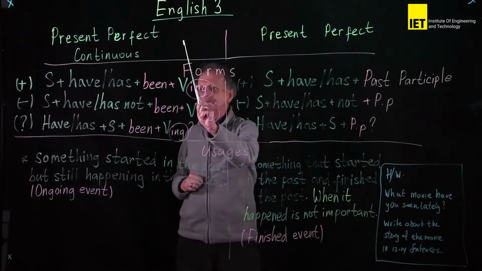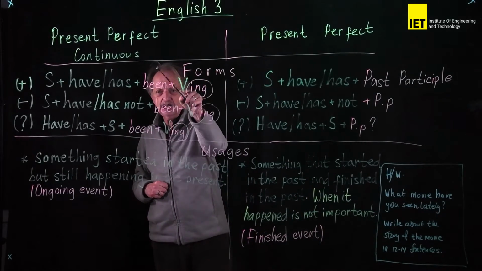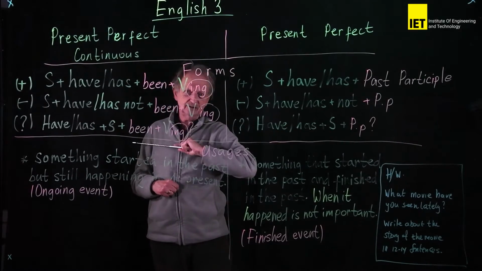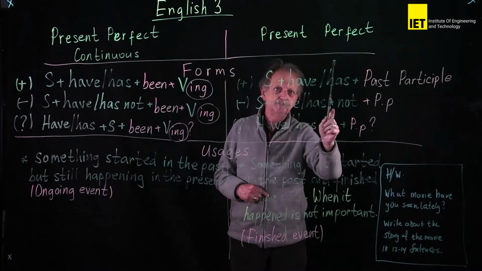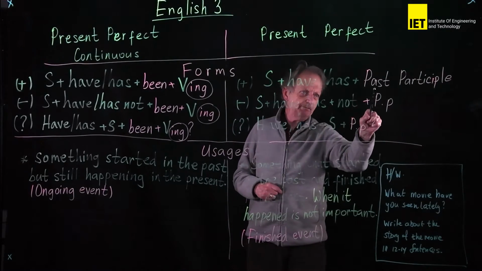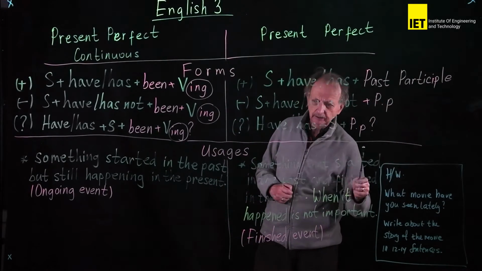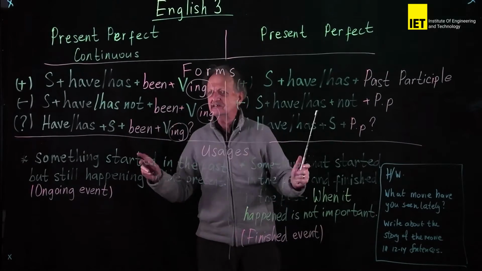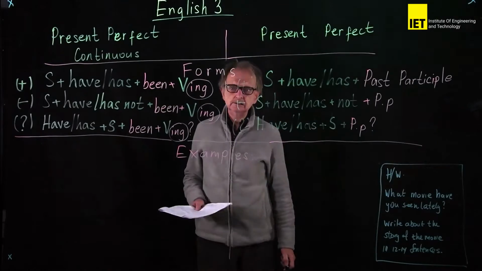Okay? So remember, present perfect continuous: have or has, past participle of the verb to be, which is been, verb plus ing. Present perfect: have or has, and then past participle. Okay? Now we will stop for a moment and we'll write on the board some examples. Okay? Let's do that now.